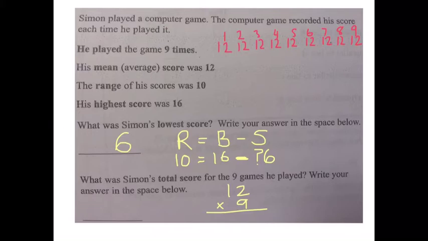9 times 2 is 18. 1 over. 9 ones are 9, plus your 1 is 10. So his total score was 108 points.